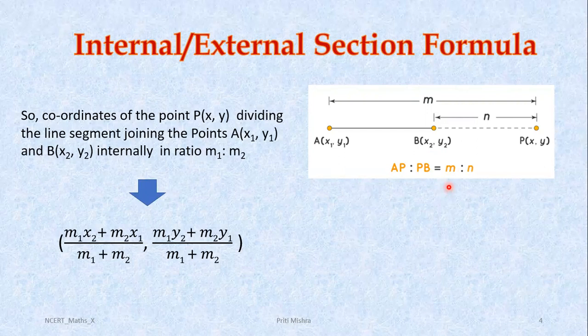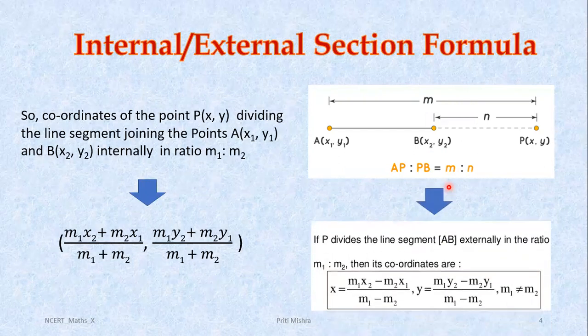Now we will find the external section formula. So if P divides the line segment AB externally in the ratio M1 is to M2, then its coordinates are x equals (M1 X2 minus M2 X1) upon (M1 minus M2) and y equals (M1 Y2 minus M2 Y1) upon (M1 minus M2), and M1 can't be equal to M2. So this is the external section formula.